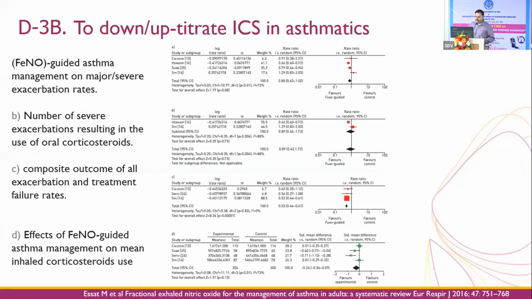The fourth component is to titrate steroids. So if somebody's FeNO is low on therapy, do you want to get rid of the dose of steroids? Like if they're on 800 mics of budesonide, do you want to come down to 400? So does the FeNO help in that way?